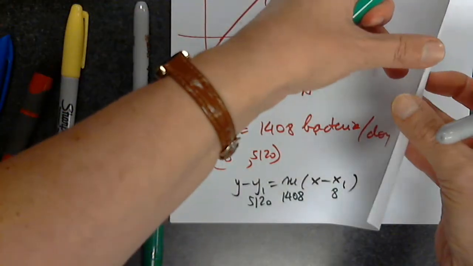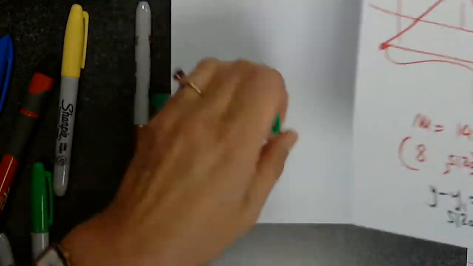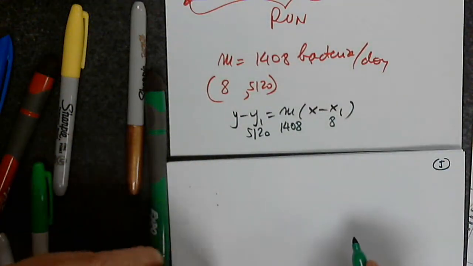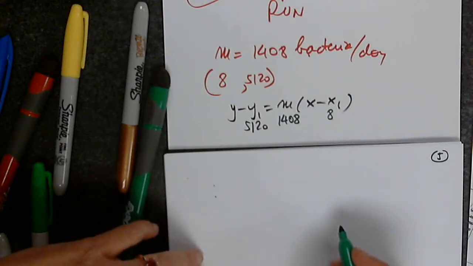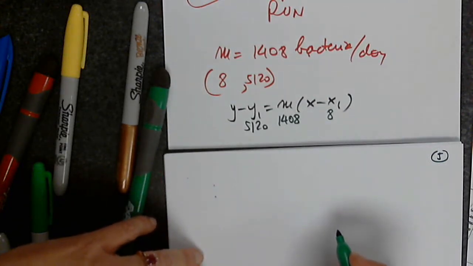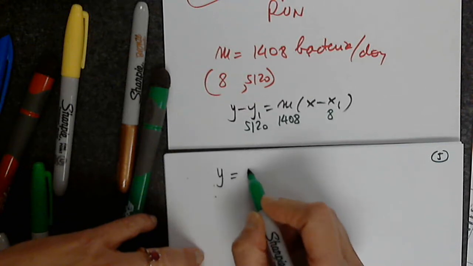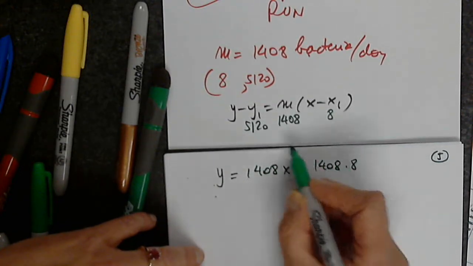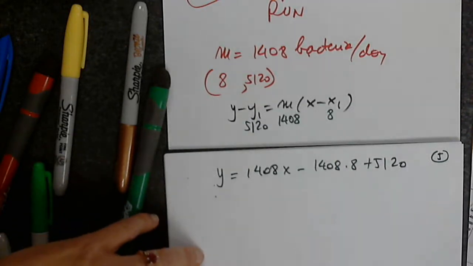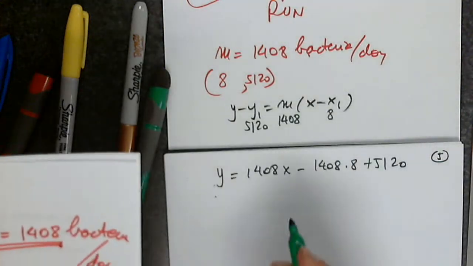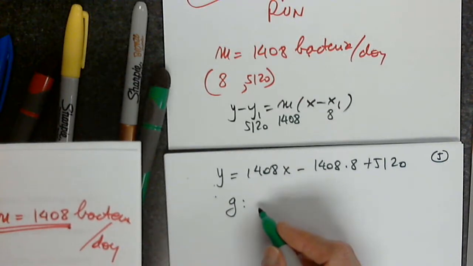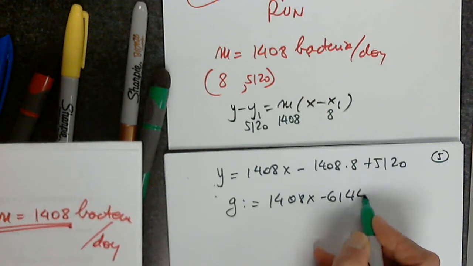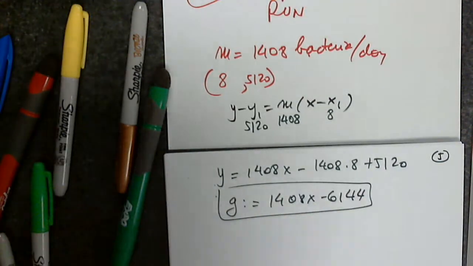Did we get the same thing? Yes? Any questions? Can I just write it, or do I need to multiply? Are we okay? Everyone? So you multiply 1408 times 8 and you add 5120. So that's my G in Maple: 1408x minus 6144. And that's the equation of the line.